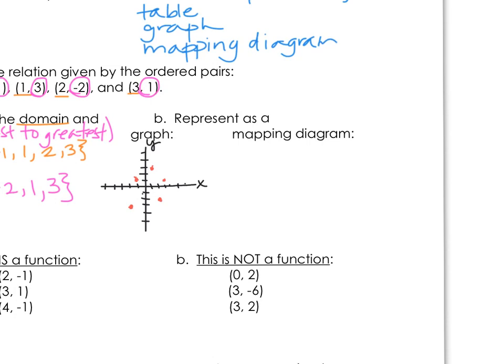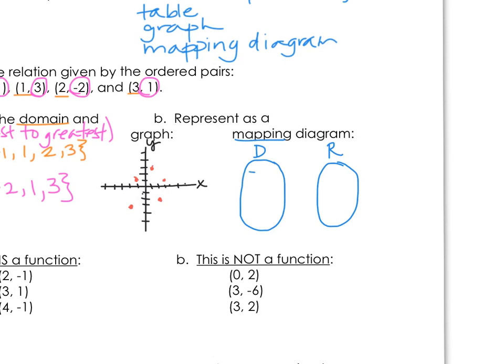The other one is a mapping diagram, and this might be new for you. Out of all the ways to represent a relation, the mapping diagram, quite honestly, is the least commonly used method, but it is an option. What we're going to do here is create an oval for our possible domain values. We're going to do another oval off to the right for our possible range values. Just like listing them on the left-hand side in part A from least to greatest, I'm going to do that vertically in each oval.